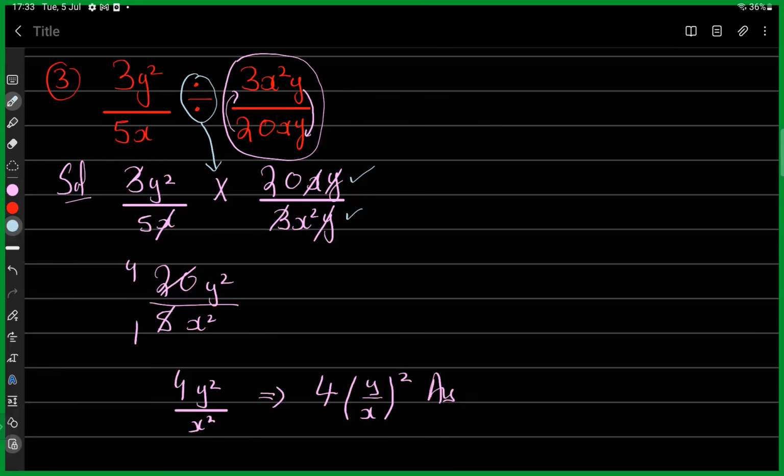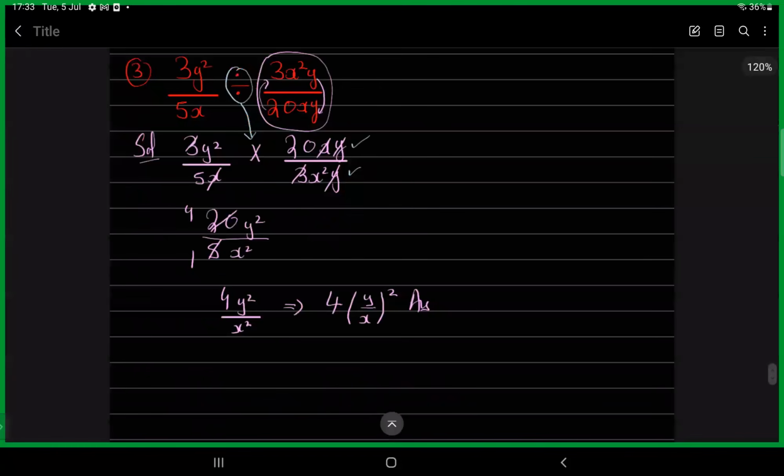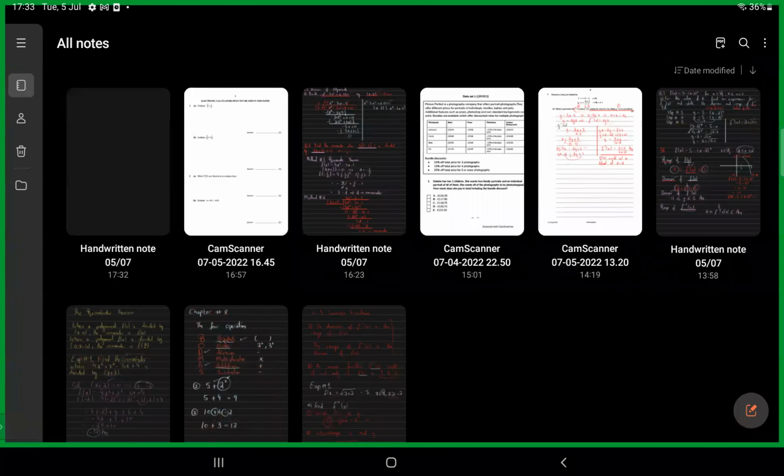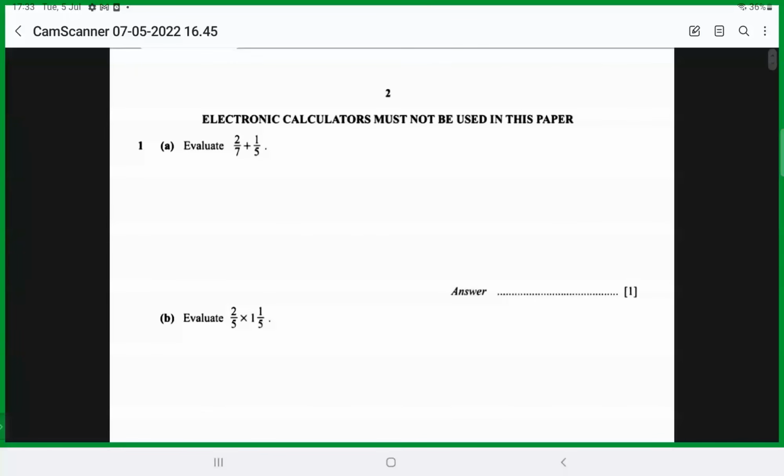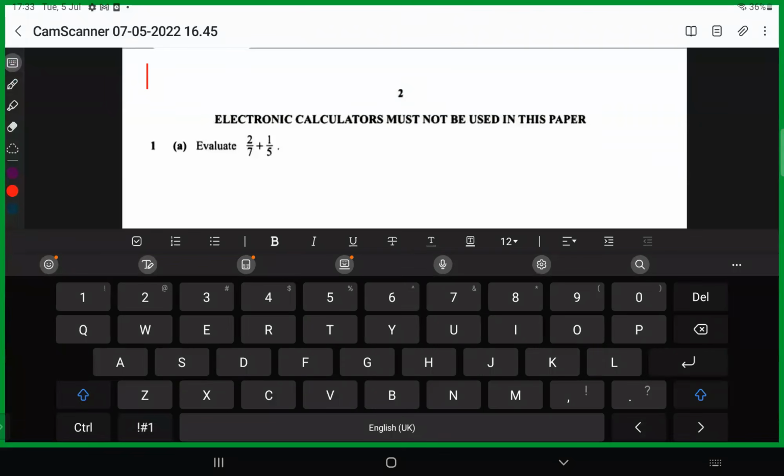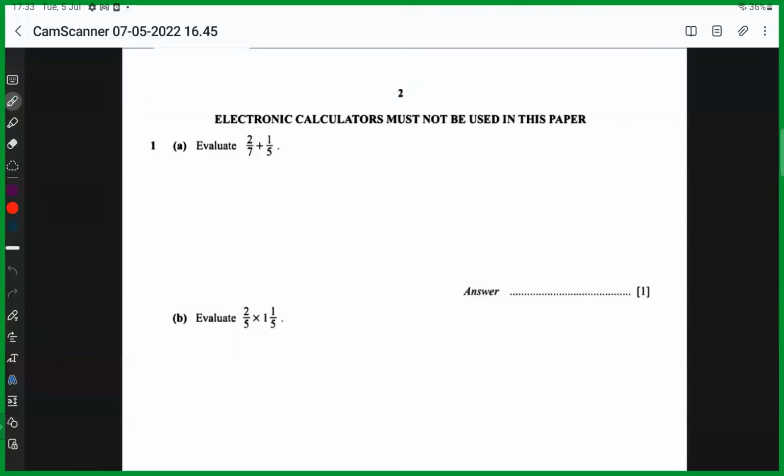Now I am going to shift to the past paper questions. Okay, and here we will basically be discussing a variety. All right, okay. So this is paper 1, and in the beginning of paper 1, this thing would clearly be mentioned. Electronic calculators must not be used in this paper.